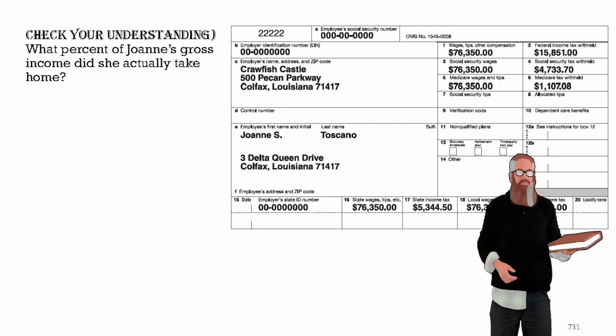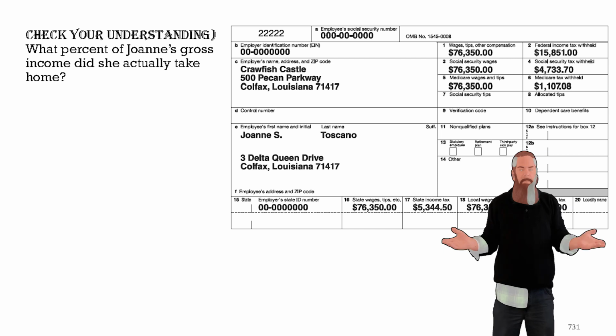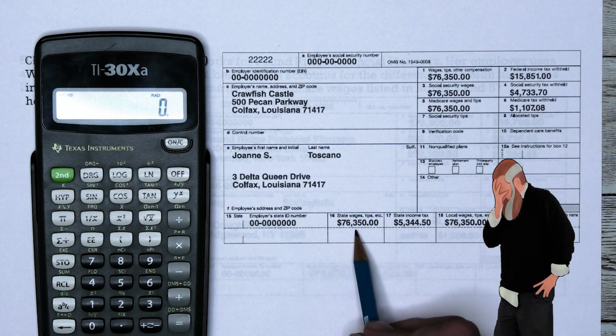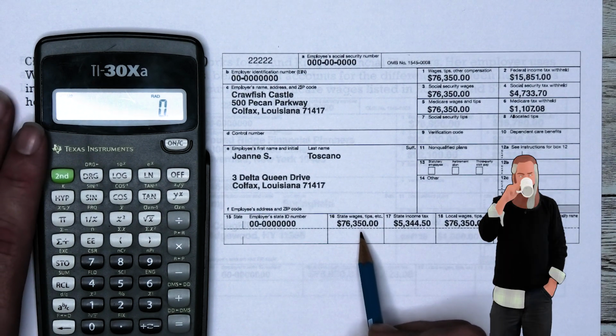So Joanne's total amount paid in taxes for the year is $22,287.50. Now, let's check our understanding of this. What percentage of Joanne's gross income did she actually take home? We know that she earned $76,350, but how much did she pay in total?